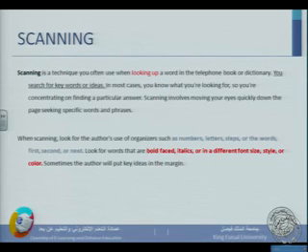Scanning is a technique you often use when looking up a word in the telephone book or dictionary. You search for keywords or ideas. In most cases, you know what you are looking for. So you are concentrating on finding a particular answer. Scanning involves moving your eyes quickly down the pages, seeking specific words and phrases.